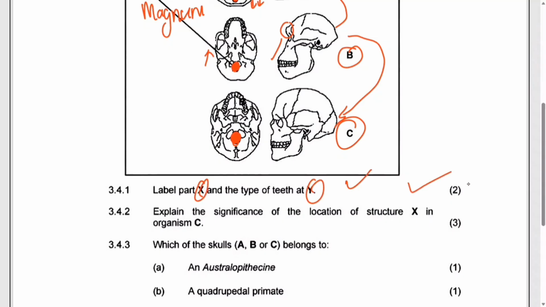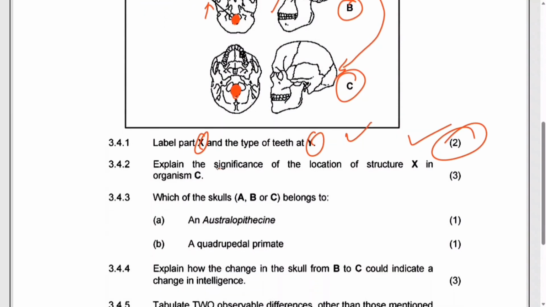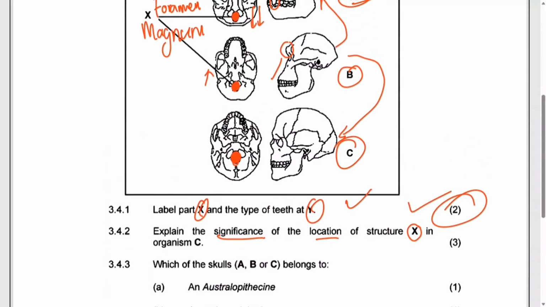So now the question says to label part X and the type of Y. Come on, this is easy. You get 2 marks. We said that X is the foramen magnum, then Y is the canine. Now the examiner says to explain the significance of the location of structure X in organism C. So they need the significance, or rather the position of the foramen magnum in organism C. Since it is 3 marks, the question says explain the significance of the location of structure X in organism C.